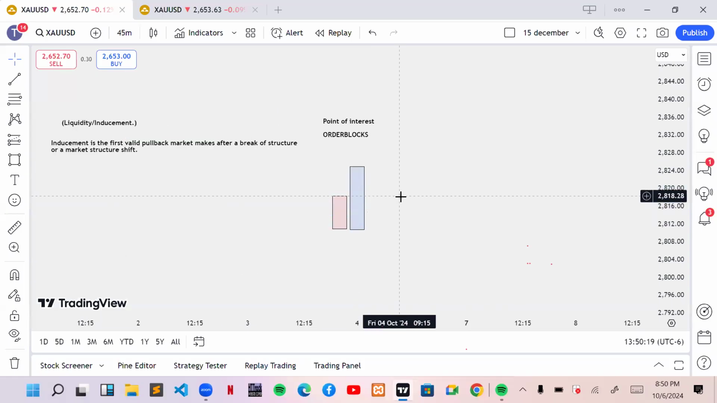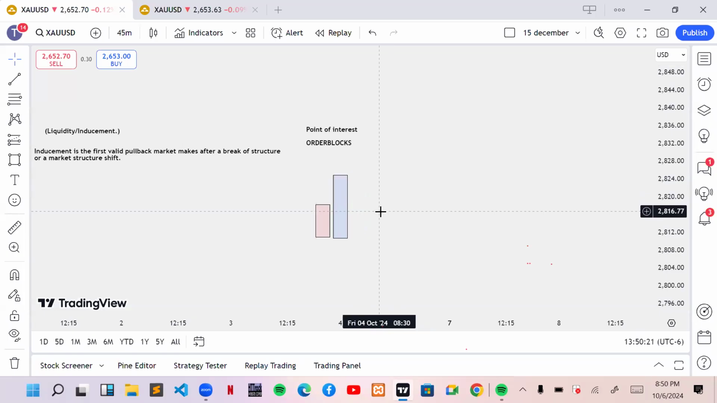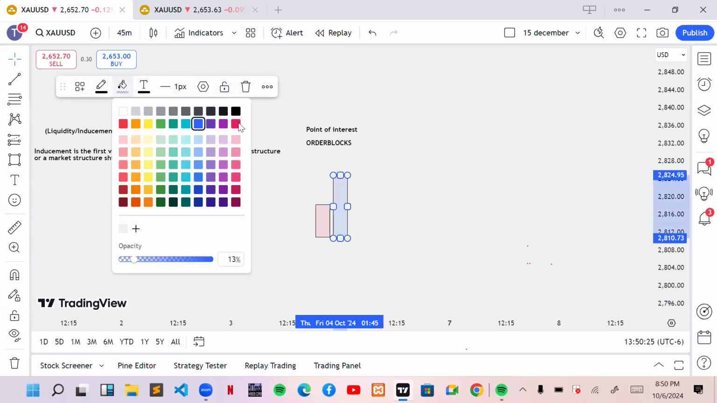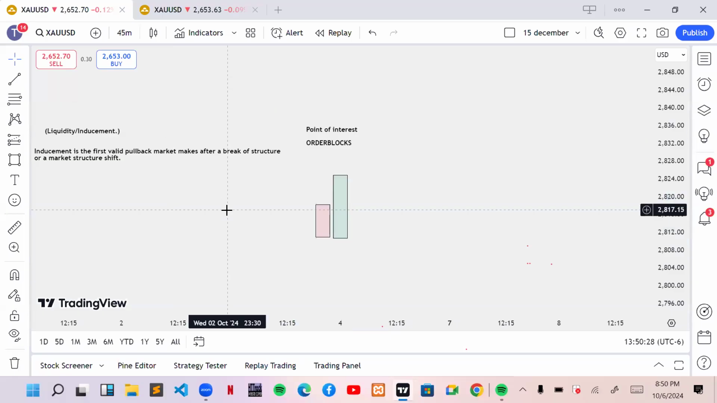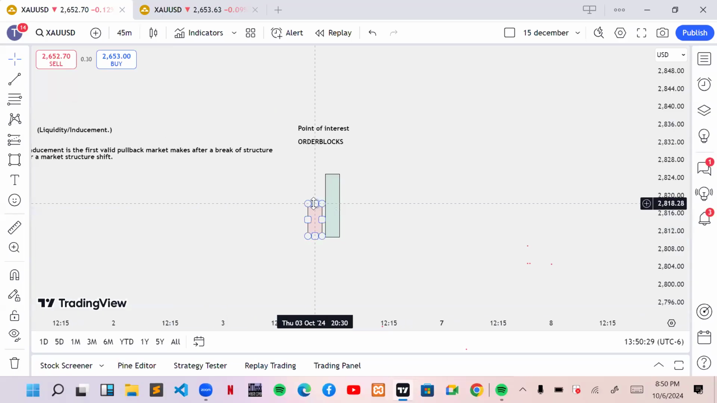So this is the bullish order block. If your chart is red and blue, you see this. If your chart is red and green, you see something like this. So it doesn't really matter. This is a bullish order block.